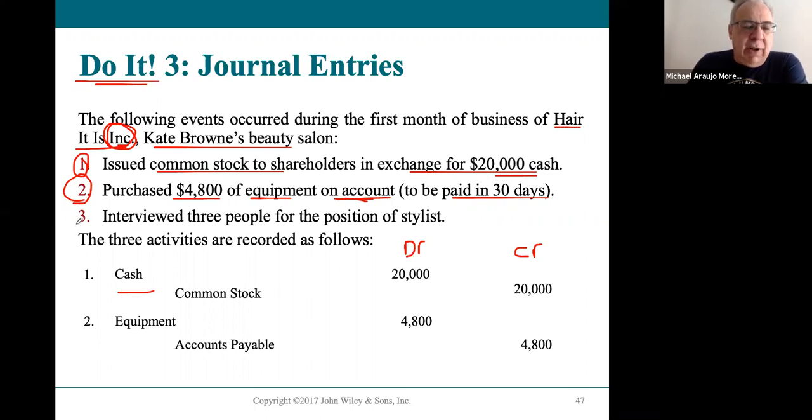The third thing that happened is they interviewed 3 people. Again, when you interview people, when you hire people, nothing has changed. And so this is not even a transaction and nothing has to get done.